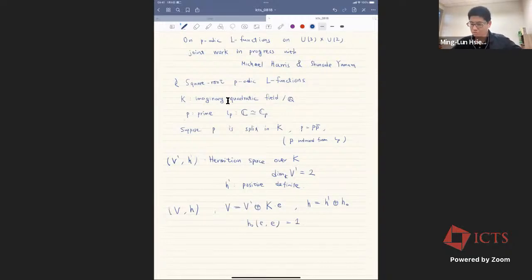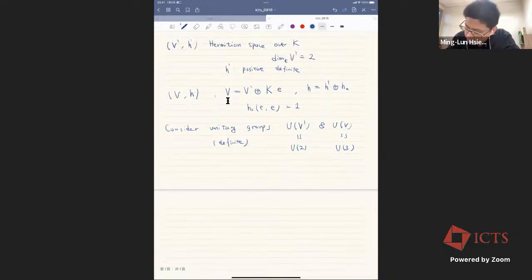We'll consider unitary groups associated with these Hermitian spaces, U_{V'} and U_V. This U_{V'} is U2 in the title of my talk, and U_V is U3. These are definite unitary groups, so they are compact at infinity.